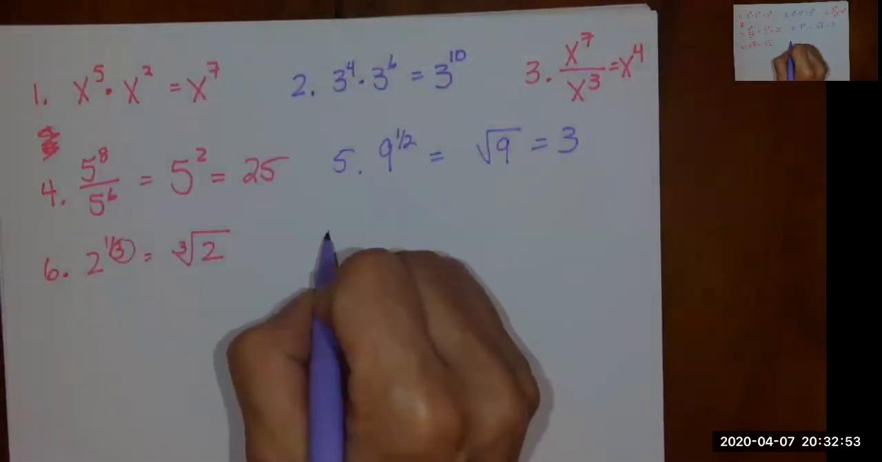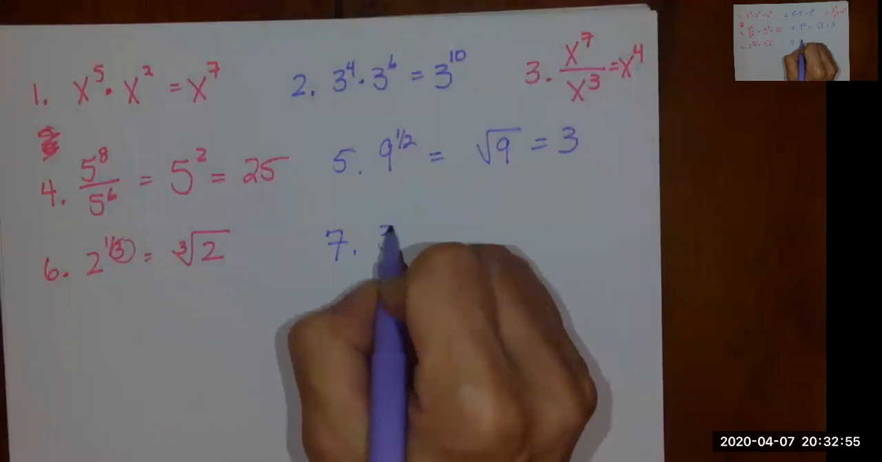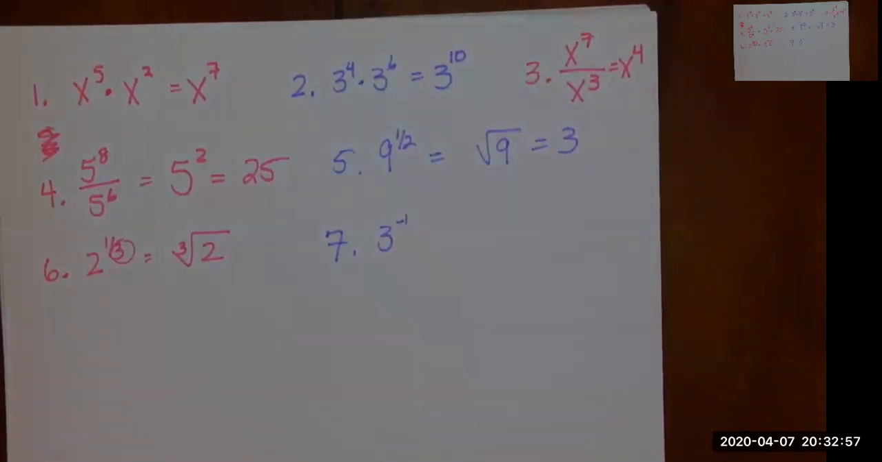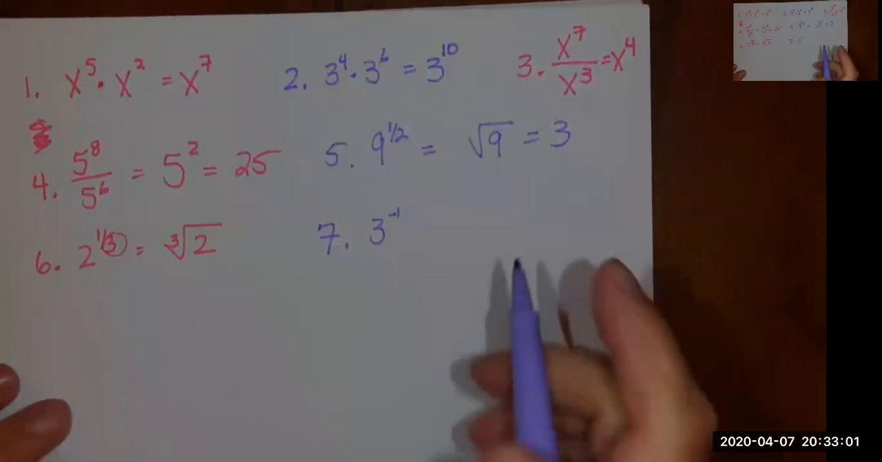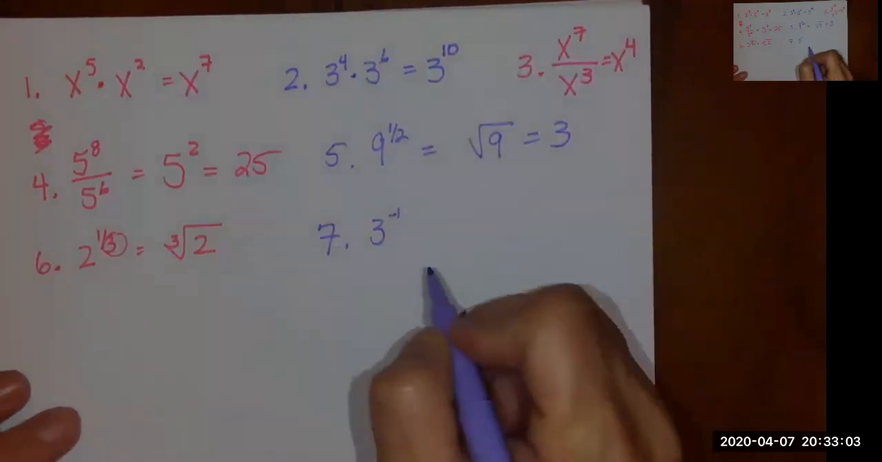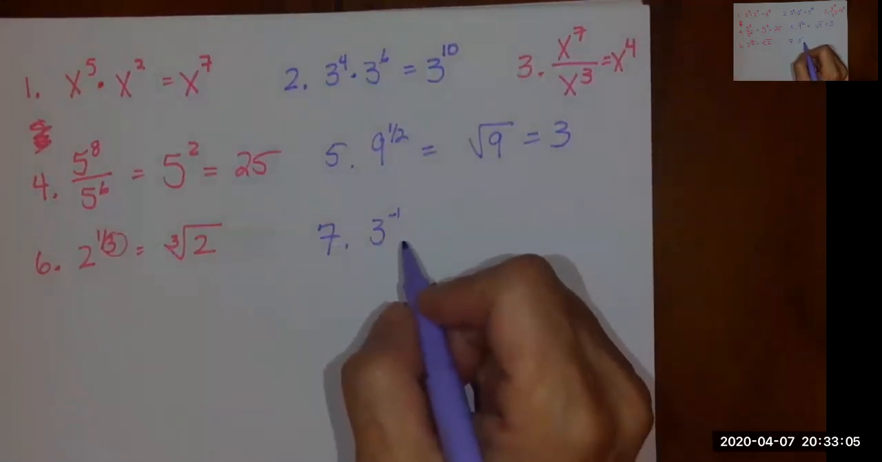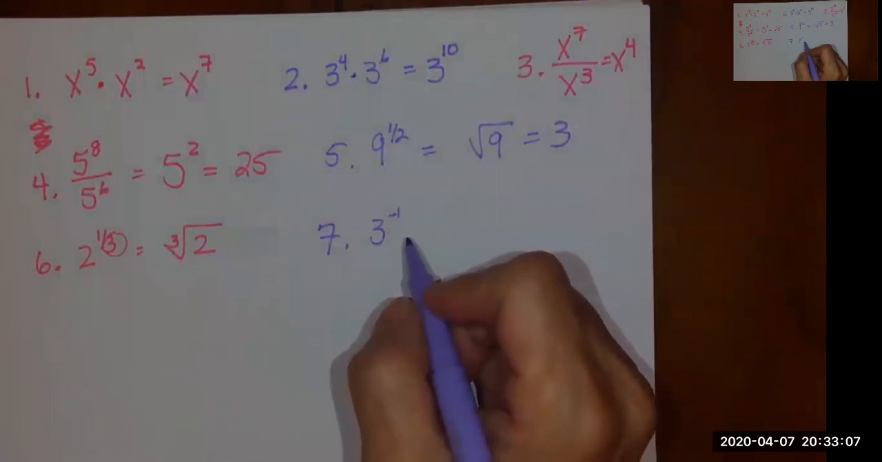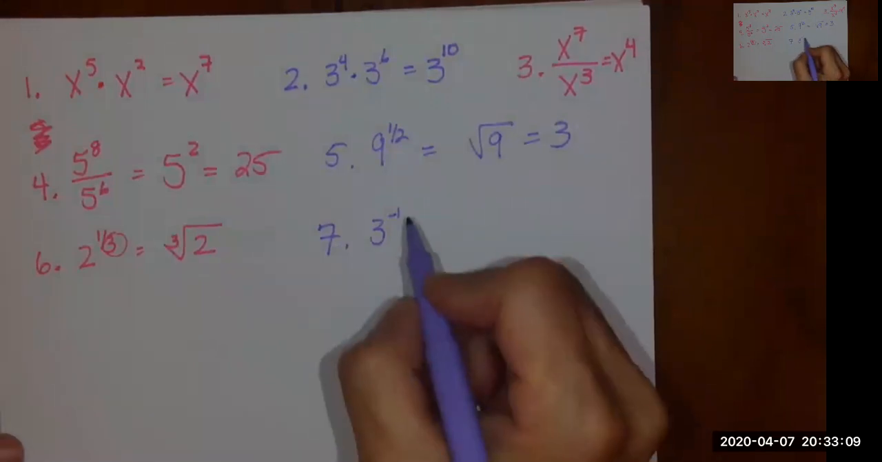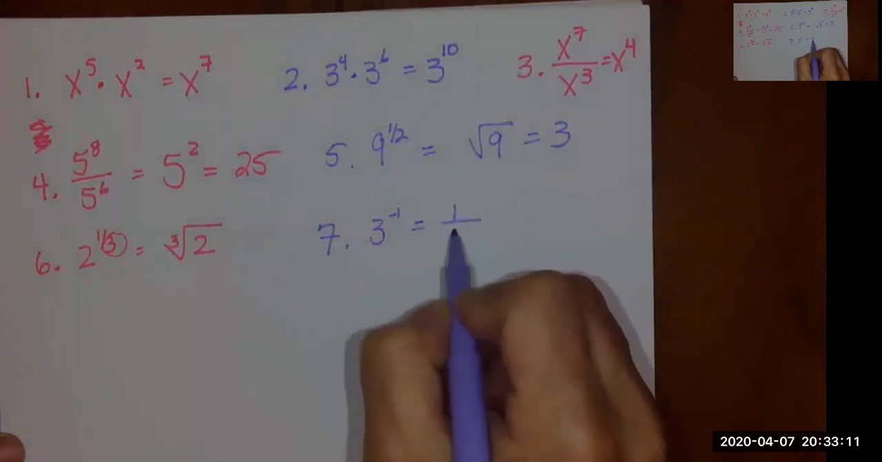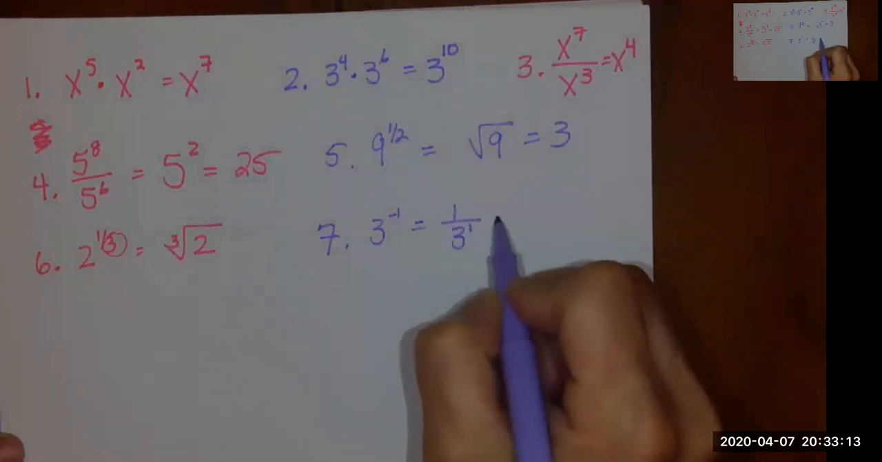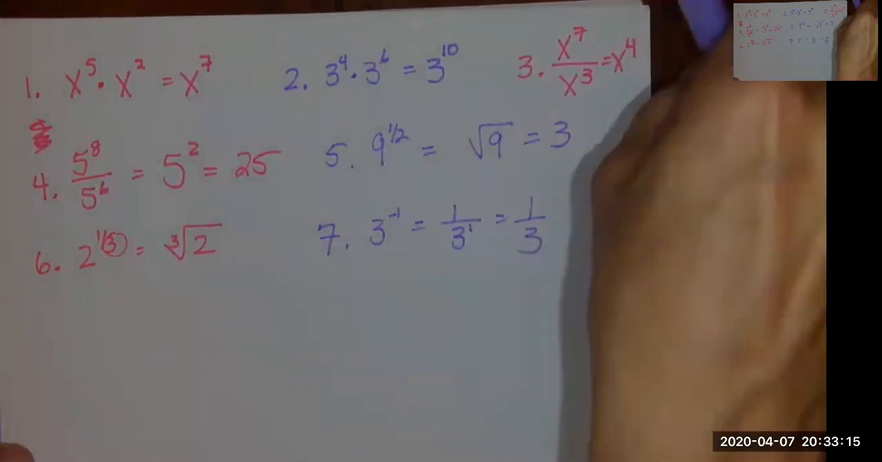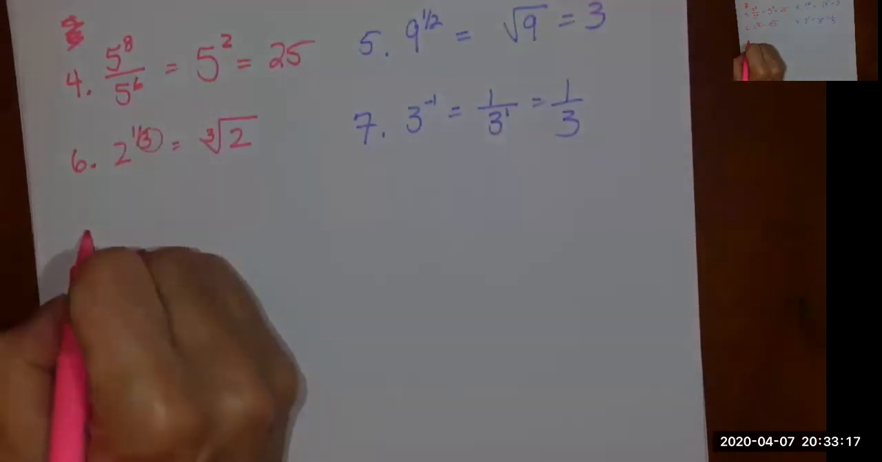That's some decimal. 3 to the -1. I want to make sure you know that a negative exponent does not in any way mean a negative number. It means you're in the wrong place. If you're in the numerator, you should go down to the denominator. If you're in the denominator, you come up to the numerator. So that really means 1 over 3 to the 1st, which is 1/3. All right.